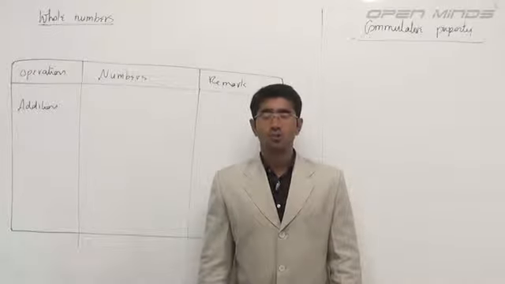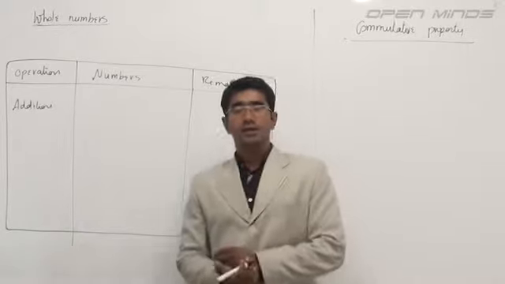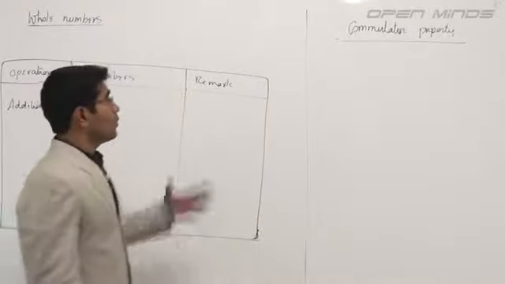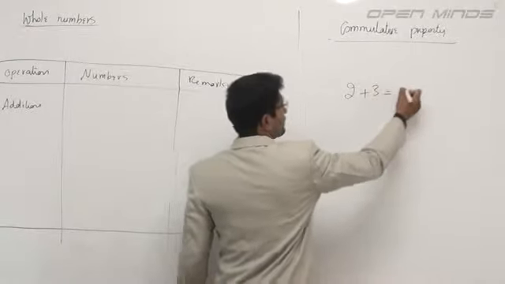In this video, let's talk about the property called commutative property. In this case, we need to first understand what exactly is commutative, then we'll fill up this table.